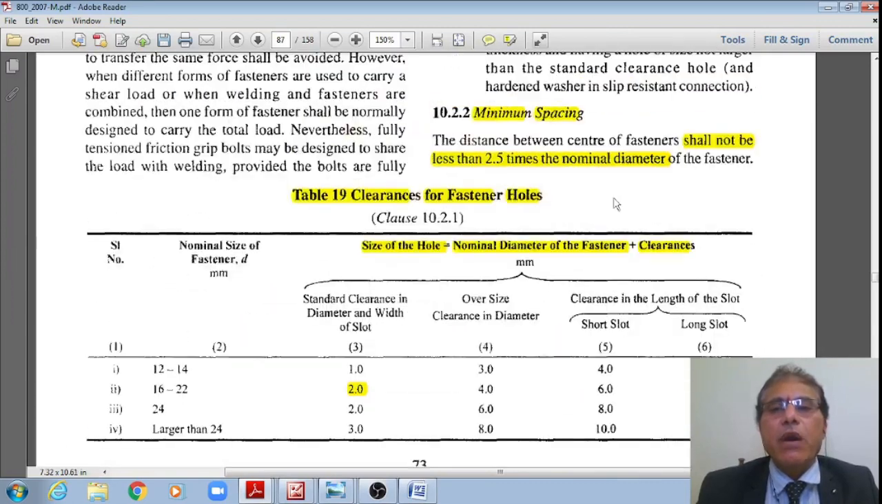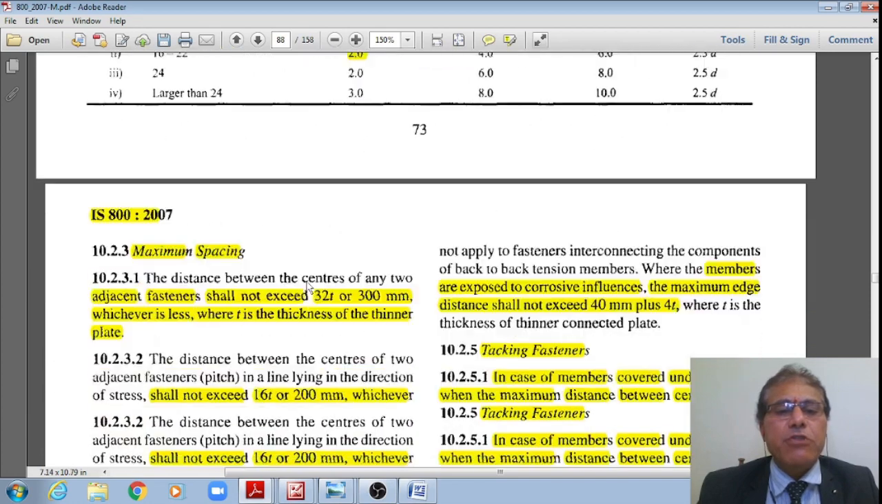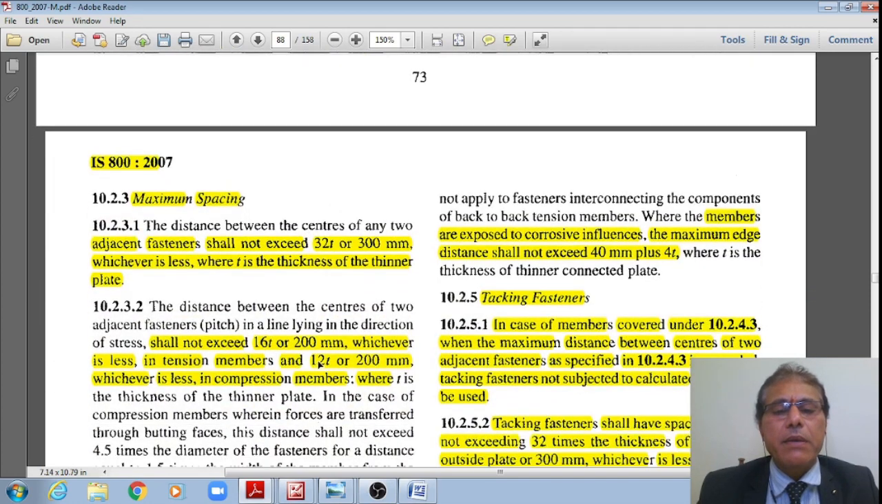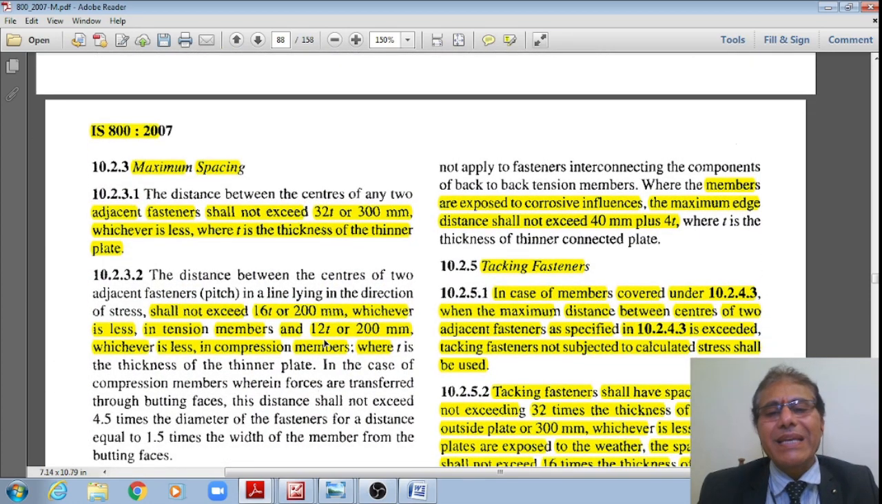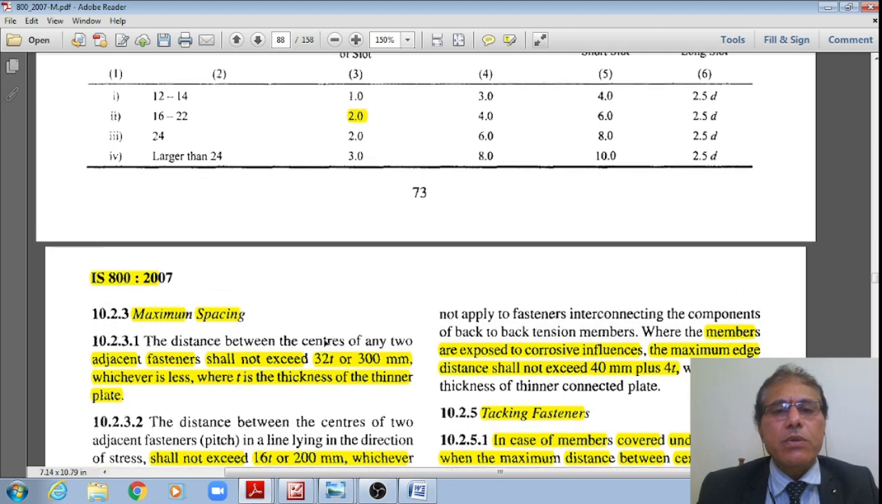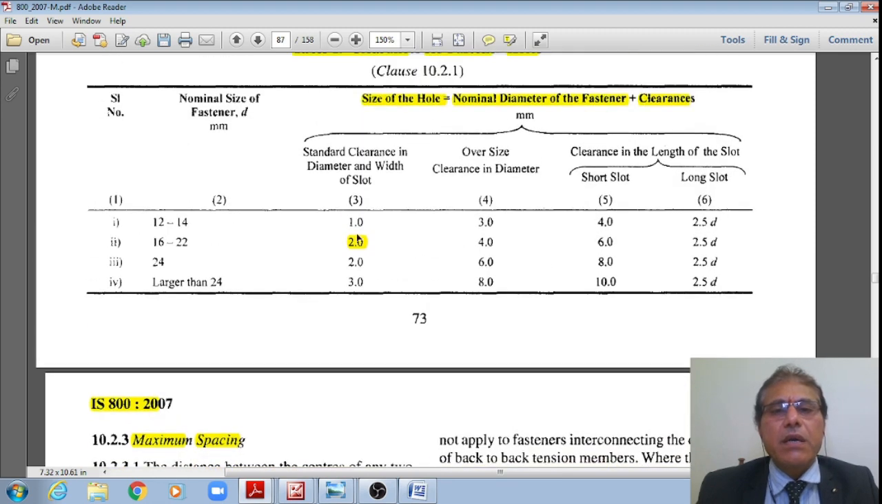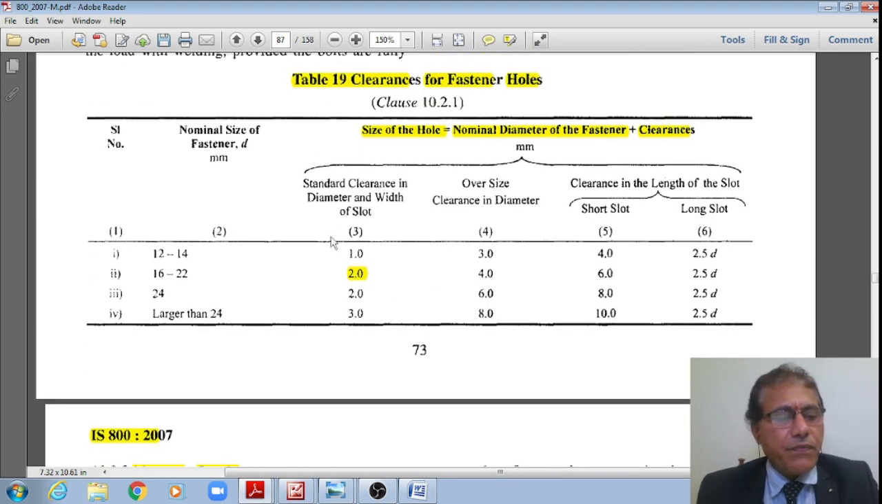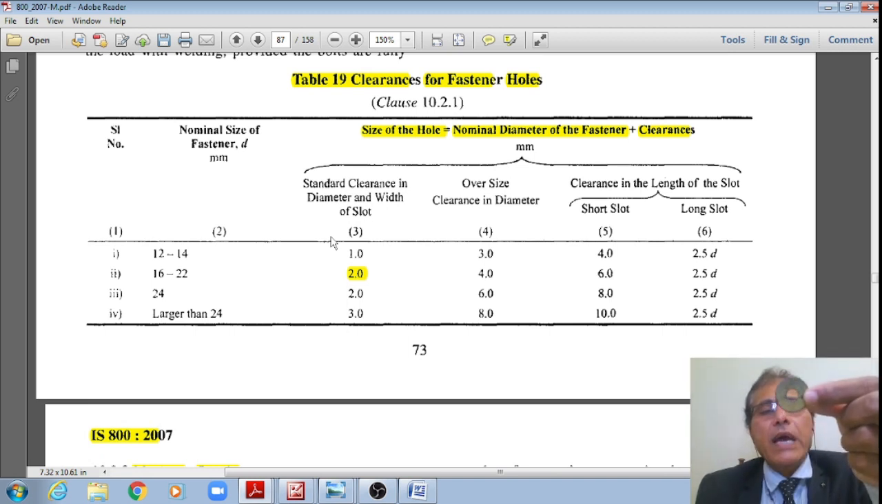Minimum pitch should not be less than 2.5 times the nominal diameter, and the maximum pitch for the compression member should not be more than 12 times the thickness of the member or 200 mm, whichever is minimum. These are the specifications. If I use a certain bolt diameter, what should the hole diameter be? Generally we use 16 to 22 mm bolts, therefore 2 mm more for the hole diameter.